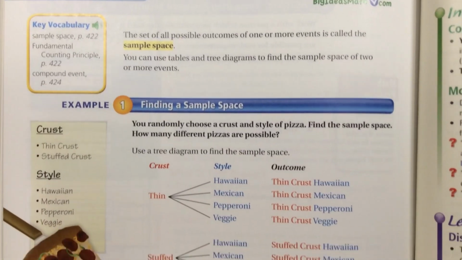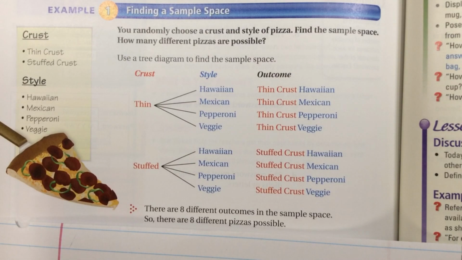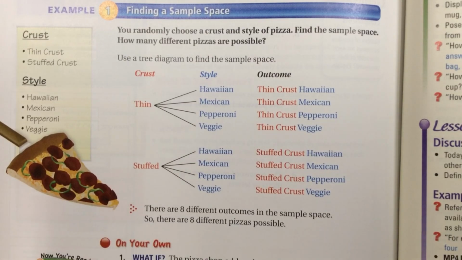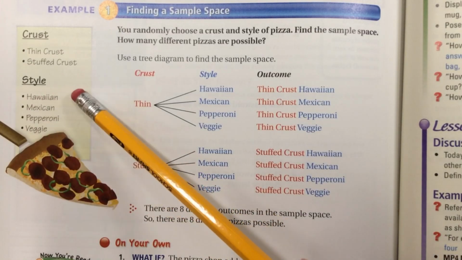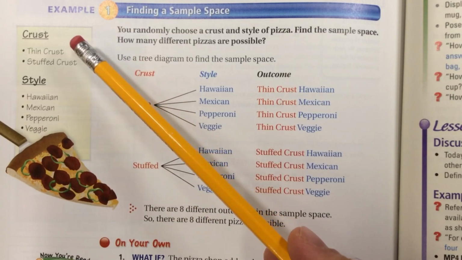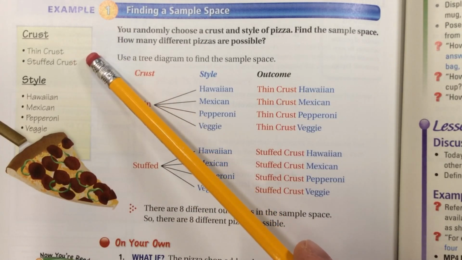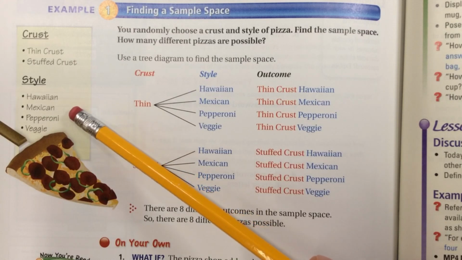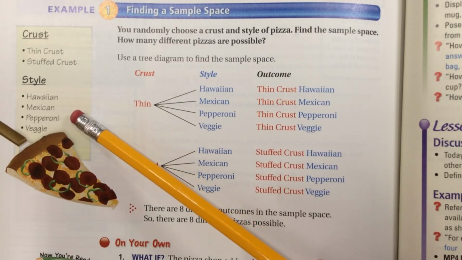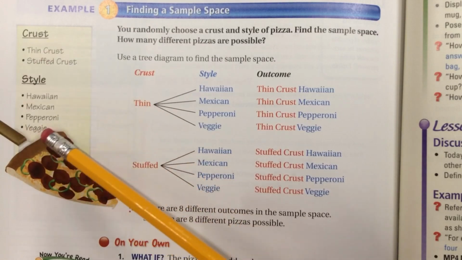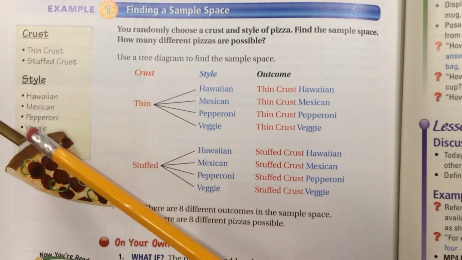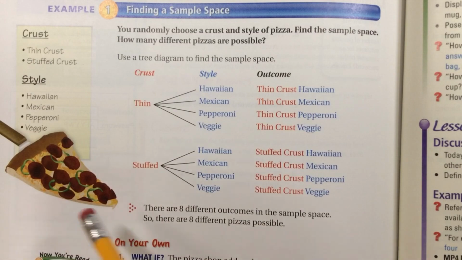For instance, choosing a pizza. You randomly want to choose a crust and a style of pizza. Why you would do that randomly, I have no idea. But let's say you were going to. Find the sample space. How many different pizzas are possible? So here's the simplistic menu over here. You have two choices of crust. Thin crust, stuffed crust. And you have 4 different styles of pizza. Hawaiian, Mexican, pepperoni, and veggie. So if you were randomly choosing a pizza, what are all of the possible outcomes?